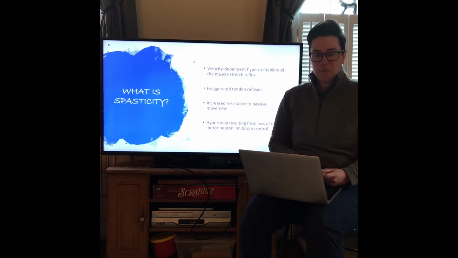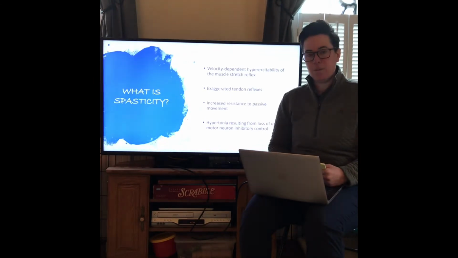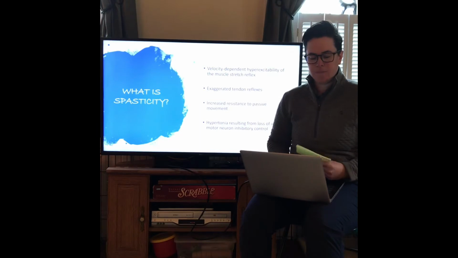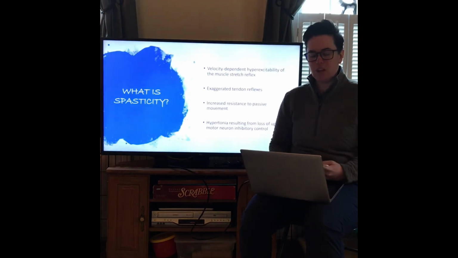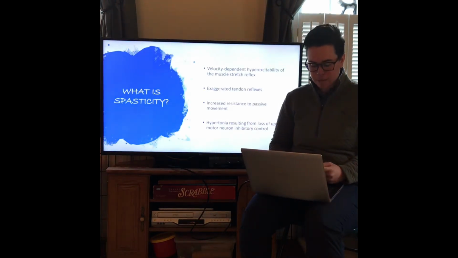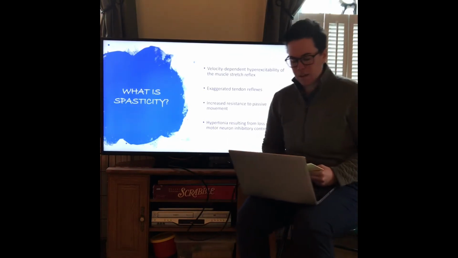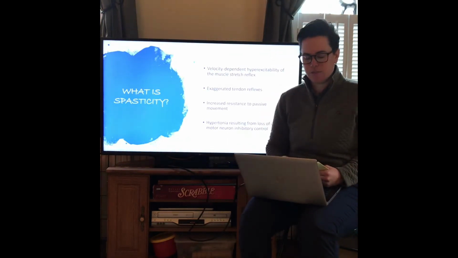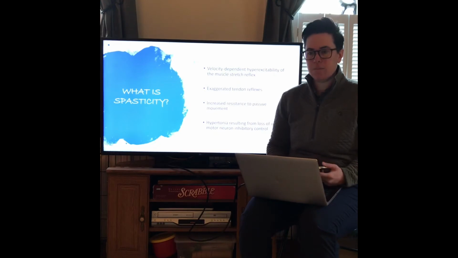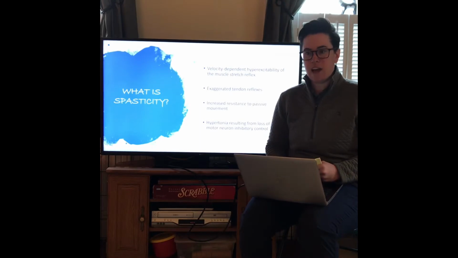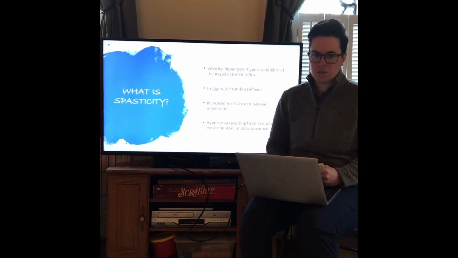So just a review, most of us I think know at least a little bit what spasticity is. Spasticity is a velocity-dependent hyperexcitability of the muscle stretch reflex. So there's exaggerated tendon reflexes along with increased resistance to passive movement. Anytime you're taking a patient through passive range of motion, the faster you go, the more tone you will experience, the quicker the reflex will kick in.